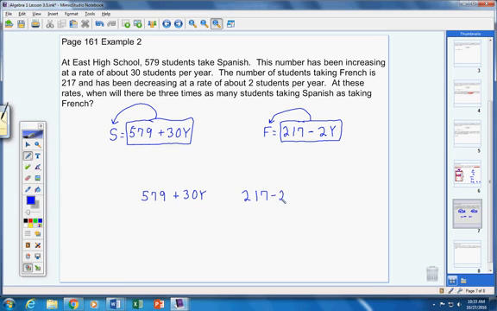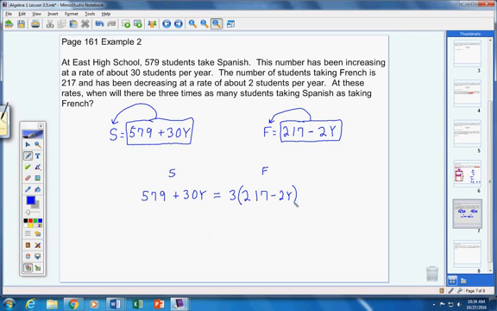Now watch what I'm going to do here. At these rates, when will there be 3 times as many students taking Spanish as taking French? Now remember, this is my Spanish representation. This is my French representation. I want Spanish to be 3 times bigger than the French. So I'm going to put an equal sign between these two, okay? And now I'm going to multiply the French by 3.